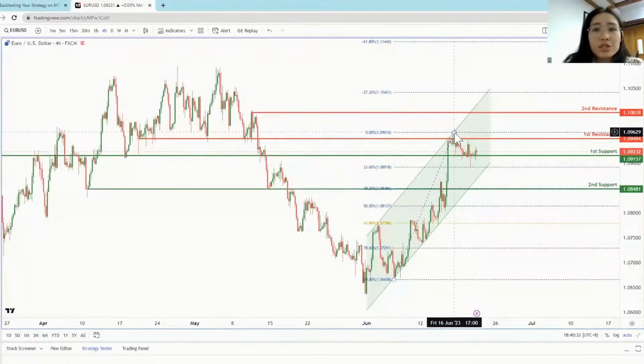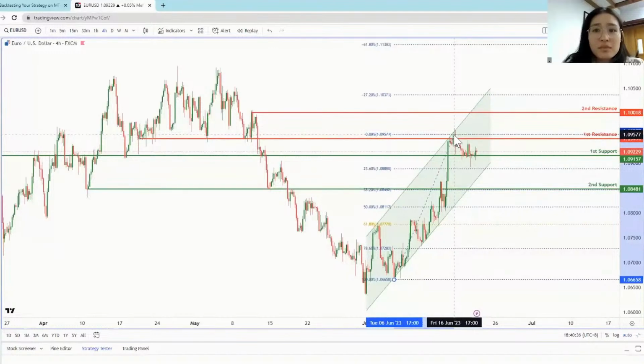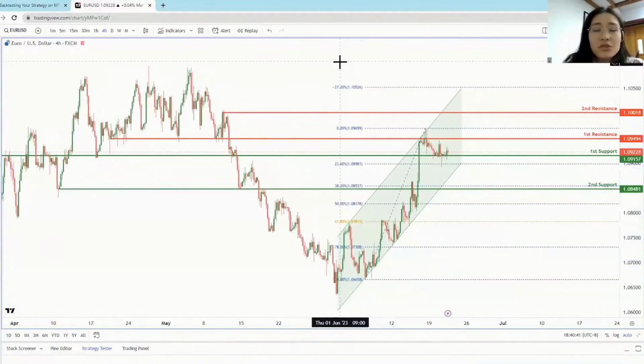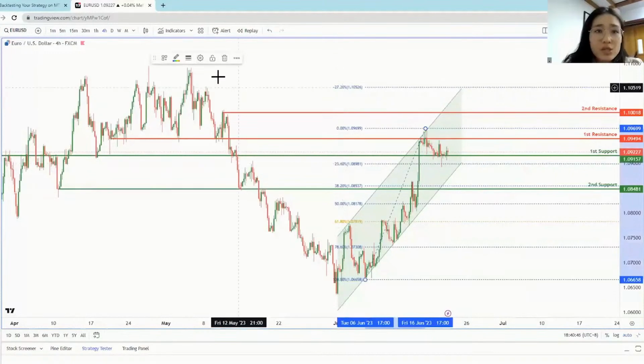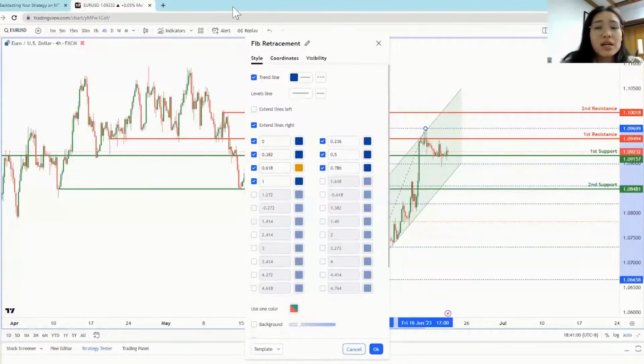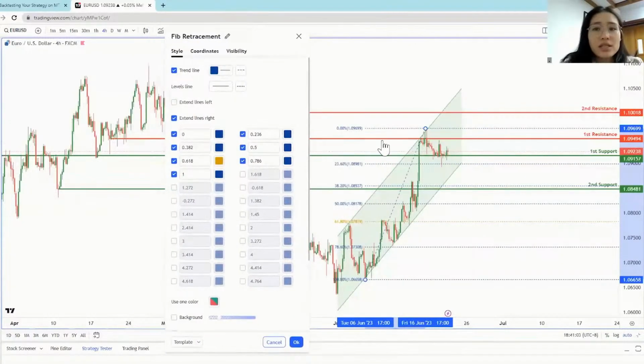Okay, now that we've done that, let's go in with our Fibonacci levels. So I'm looking for a Fibonacci retracement. For Fibonacci retracement, we look at 5 specific levels. We look at 23.6, 38.2, 50%, 61.8 and 78.6. But I can see that my 38.2 lines up nicely with my second support.